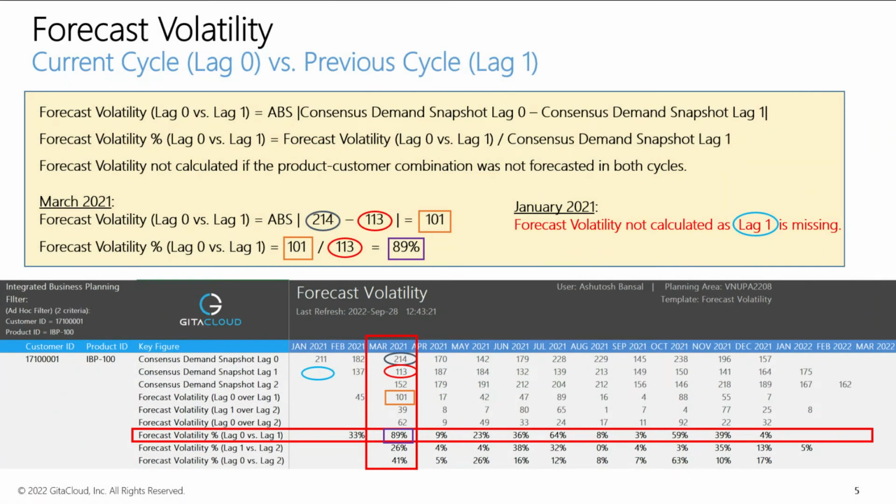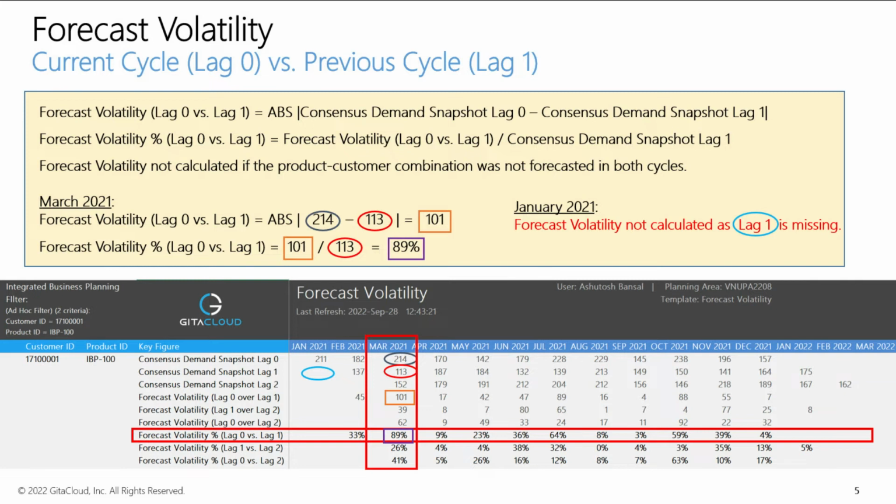Forecast volatility quantifies changes in forecast across planning cycles. For example, we could calculate % change in current cycle, lag 0, versus previous cycle, lag 1. We calculate forecast volatility by finding the absolute difference between consensus demand snapshots for lag 0 versus lag 1. Then, we divide this absolute difference by consensus demand snapshot for lag 1 to calculate forecast volatility %. We only calculate forecast volatility when we have values in both lag 0 and lag 1. Else, we leave it blank.